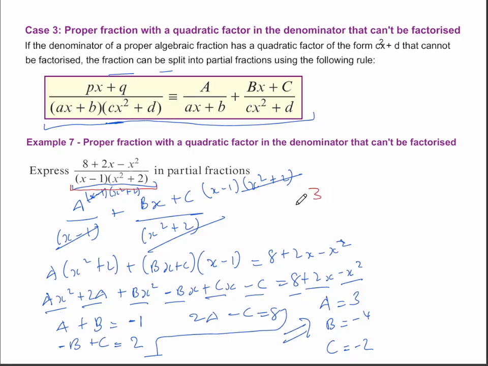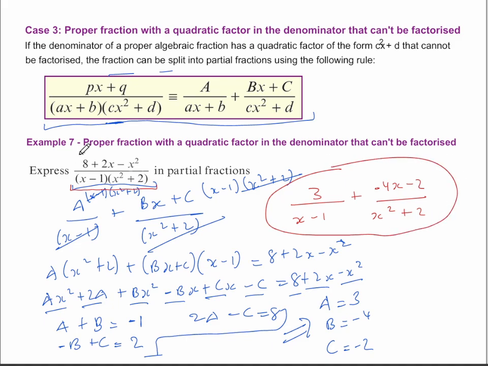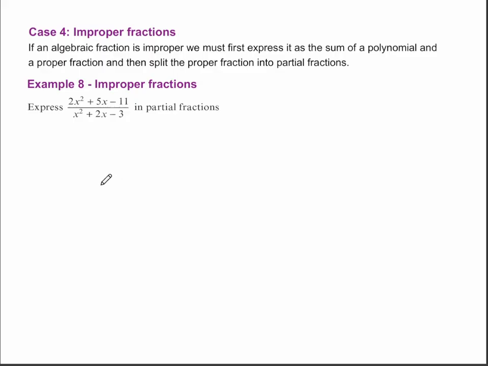as 3 over x minus 1 plus -4x minus 2 over x squared plus 2. And that's going to be the way that this original fraction can be written in partial fractions. This is the last case, which is improper fraction, where it's going to be like a two-step thing.